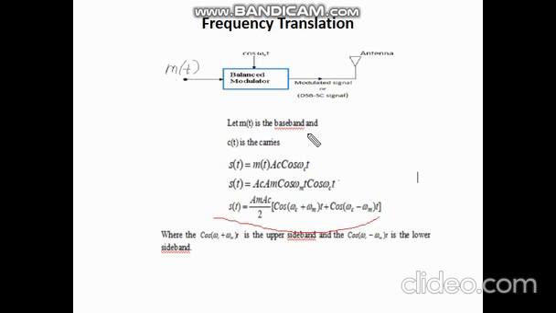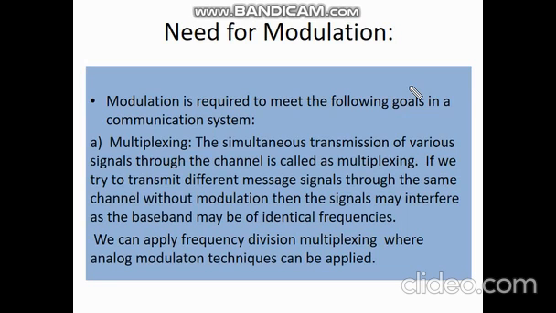Initially we had taken a baseband signal having frequency cos of omega M t. Now when you apply a carrier signal whose frequency is very high, centered about omega C, the signal is translated to a high frequency, and the frequency components are omega C plus omega M and omega C minus omega M. So this is called frequency translation. The baseband signal, which is of lower frequency, is now translated to a higher frequency by the process of modulation.